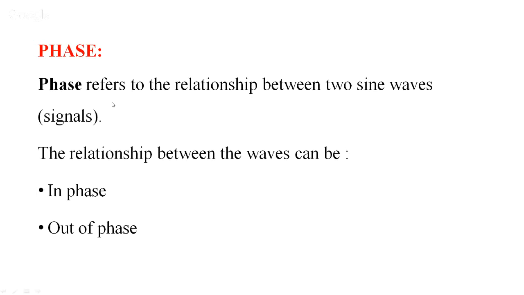Now, we have to understand what is phase. Phase refers to the relationship between two sine waves. Throughout our study, we have considered the two waves to be voltage and current. The relationship between two sine waves or signals is called phase. The relationship between the waves can be in phase or out of phase. So, we have to study explicitly what is the meaning of in phase and out of phase.